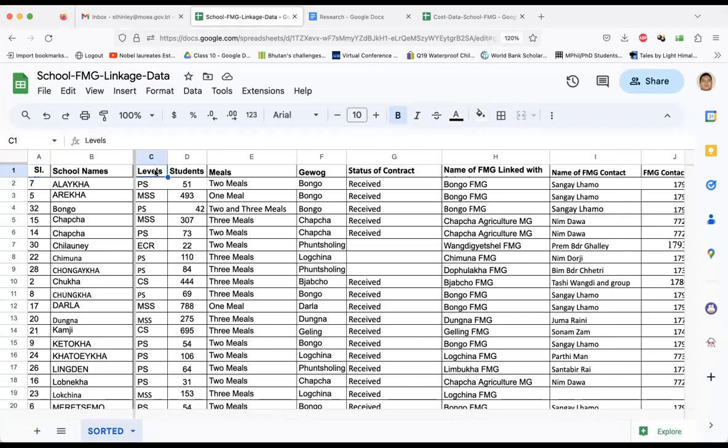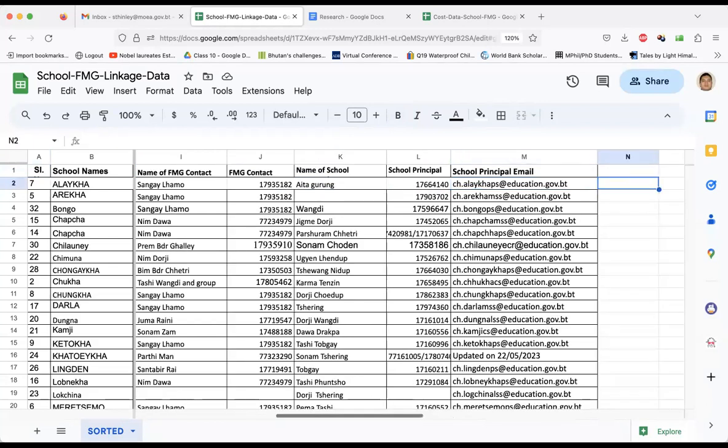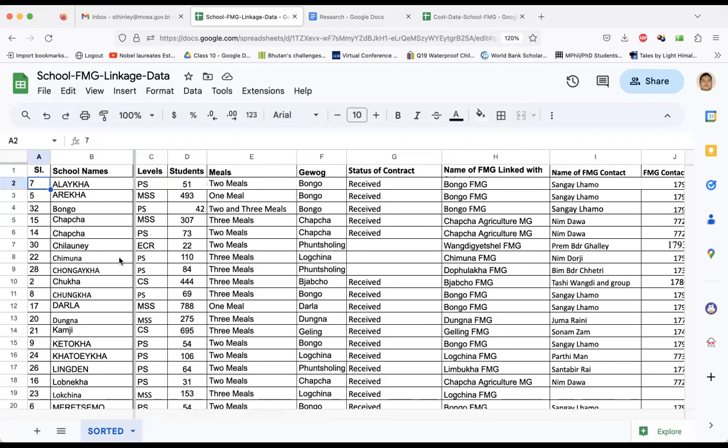For each school, primary students, status of contract, name of the FMG which is supplying, the FMG boss, FMG contact number and name of the school principal, contact and their email address. So we collected all this and first knowledge. So I don't know how many, but let me just see quickly.